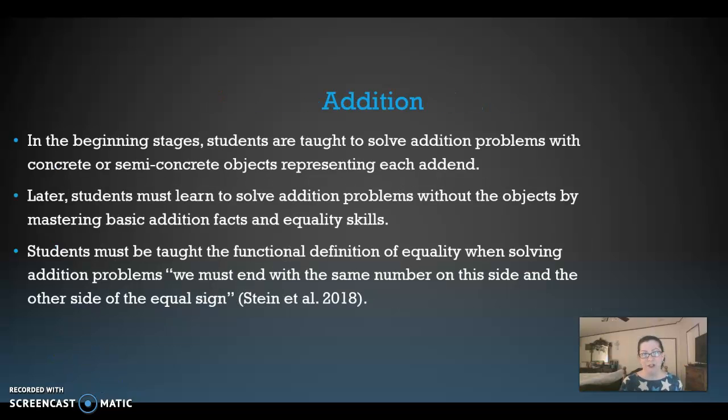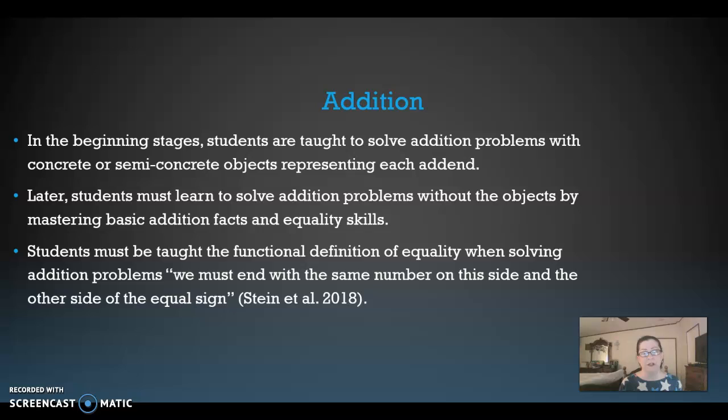Okay, so back to addition. In the beginning stages, students are taught to solve addition problems with concrete or semi-concrete objects representing each addend. Later, students must learn to solve addition problems without the objects by mastering basic addition facts and equality skills.